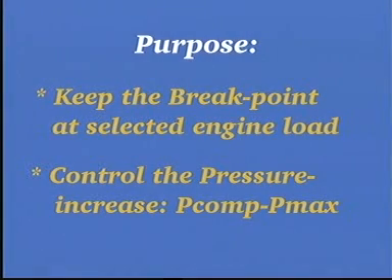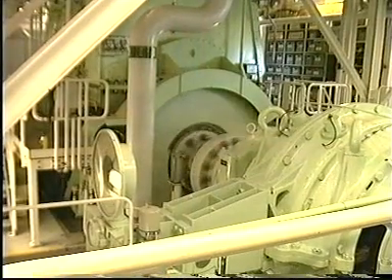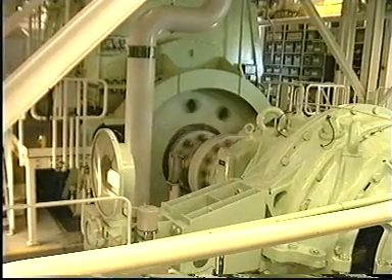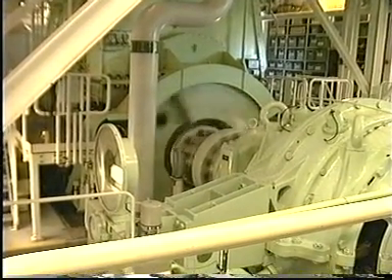The purpose of this adjustment is to keep the break point at the selected engine load and to control the pressure increase. An excessive pressure increase may lead to a poor cylinder condition. In this event, contact the engine builder before making any adjustment. Start the engine and run it up to a load corresponding to the break point load, and thereafter to 100% MCR load.